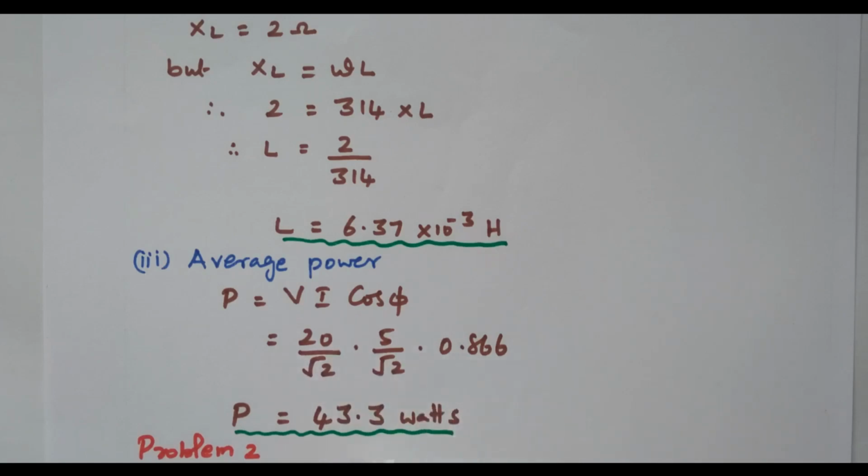So by simplifying, what we got? 43.3 watts. The average power is 43.3 watts. So now we calculated all the parameters. Now we'll go to the second problem.